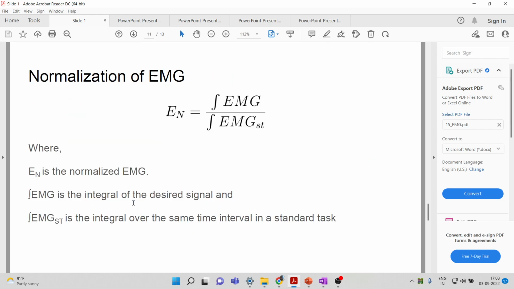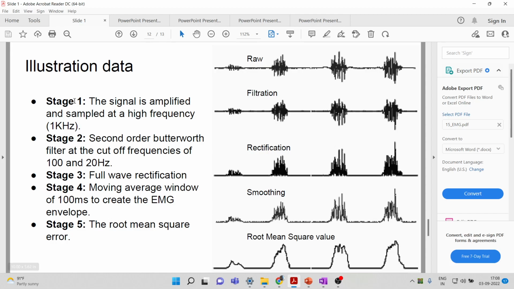So these are the various stages. First is sampled at a high frequency. The second is filtering using filters. Third is full wave rectification here. Fourth step is smoothing. So we can either integrate or after rectification there are various steps. It need not be only integration. We can calculate the root mean square value. We can do other processing techniques to get some information out of the data.